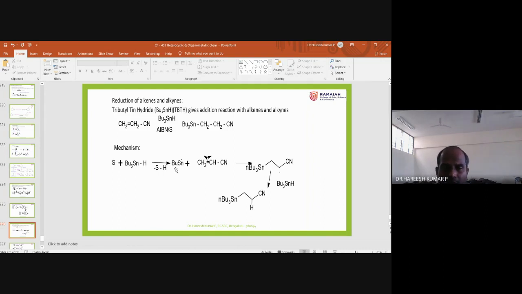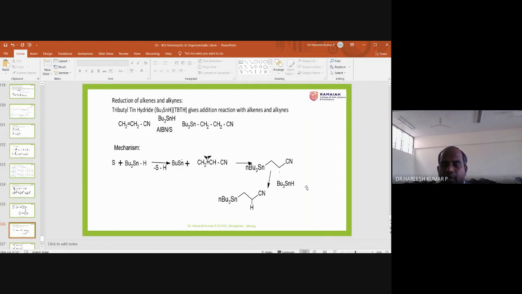So once tributyl tin radical is formed, that will react with a double bond, more particularly an electron withdrawing group containing double bond. So there will be a radical formation like this. Of course, what will happen? There will be a new bond formation between this carbon and the tin.